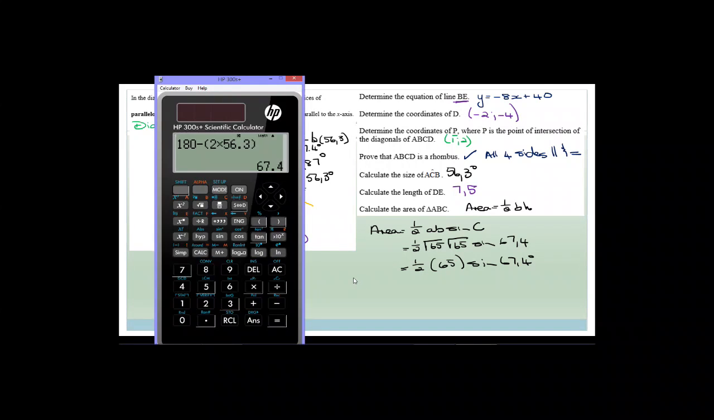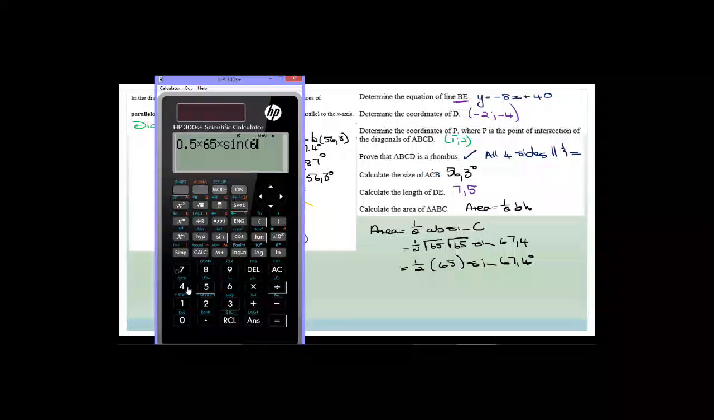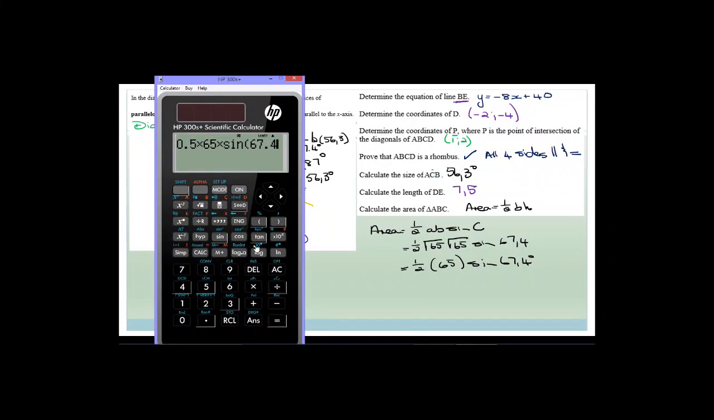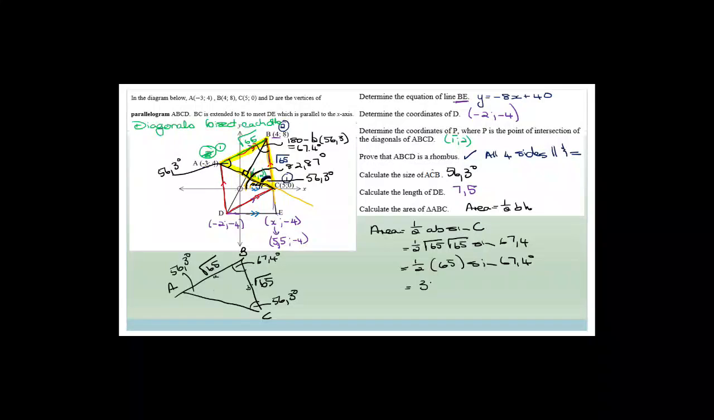Okay, so we've got 0.5 times 65 times sine 67.4 close bracket equals, and that's 30.004, so it's just 30. So the area is 30 square units.